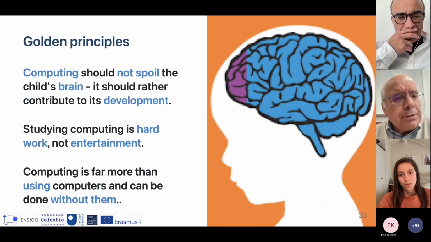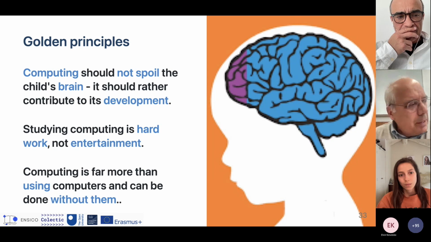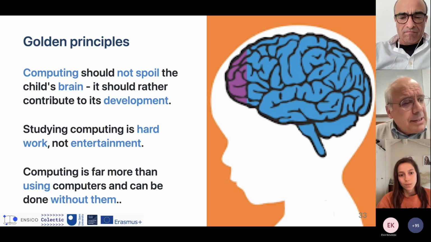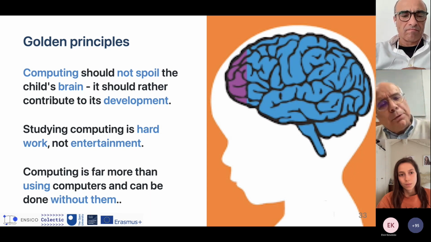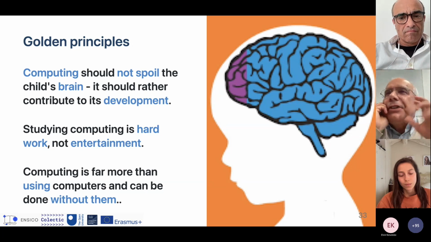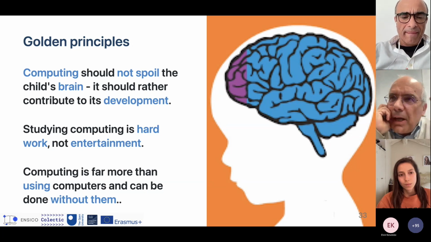Still, golden principles. Computing should not spoil the child's brain. We know that digital technologies are not doing very well in this respect. We know that there's a lot of discussion about the impact of mobile phones and that kind of thing on the child's brain. The other thing is that we have to separate studying computing from entertainment, although it can be interesting and entertaining to use a computer, but it should be hard work.